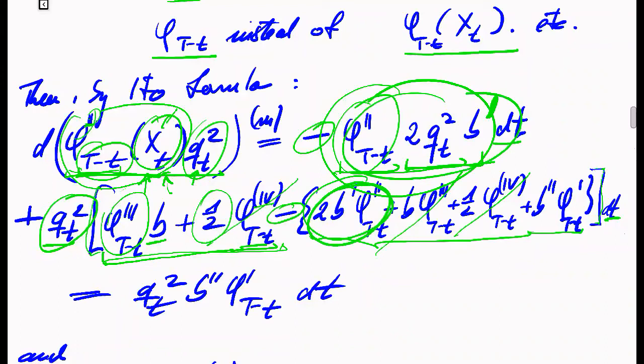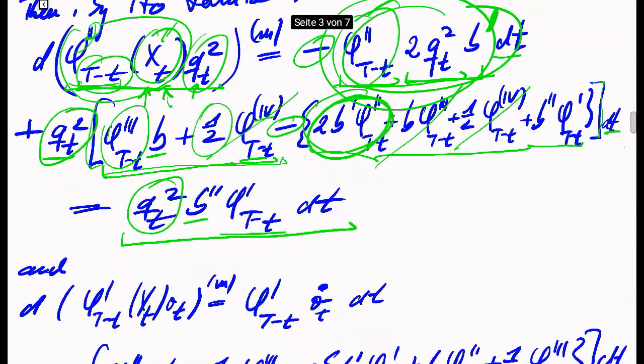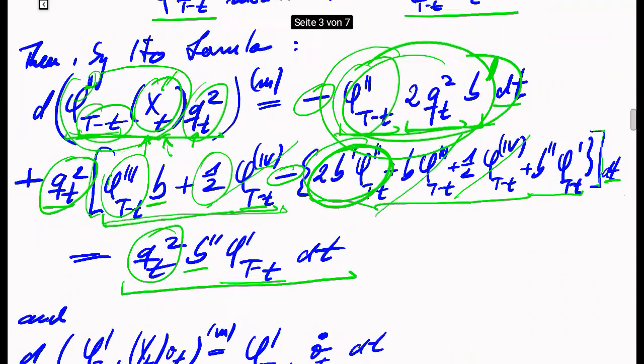So that altogether I have only one component surviving modulo the martingale relation, which is qt squared b double prime times phi prime at least t minus t. That was the Ito expansion of the first of these two summands.